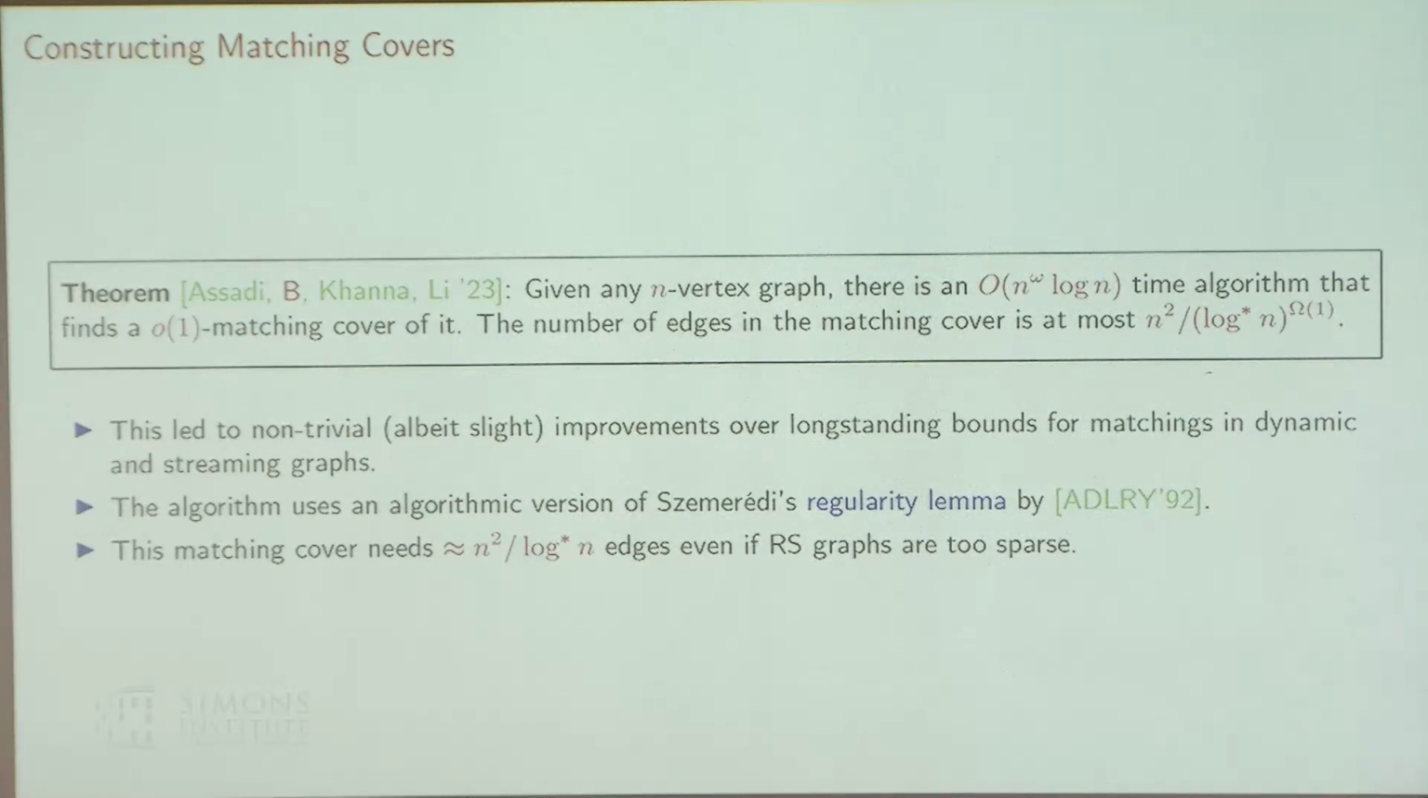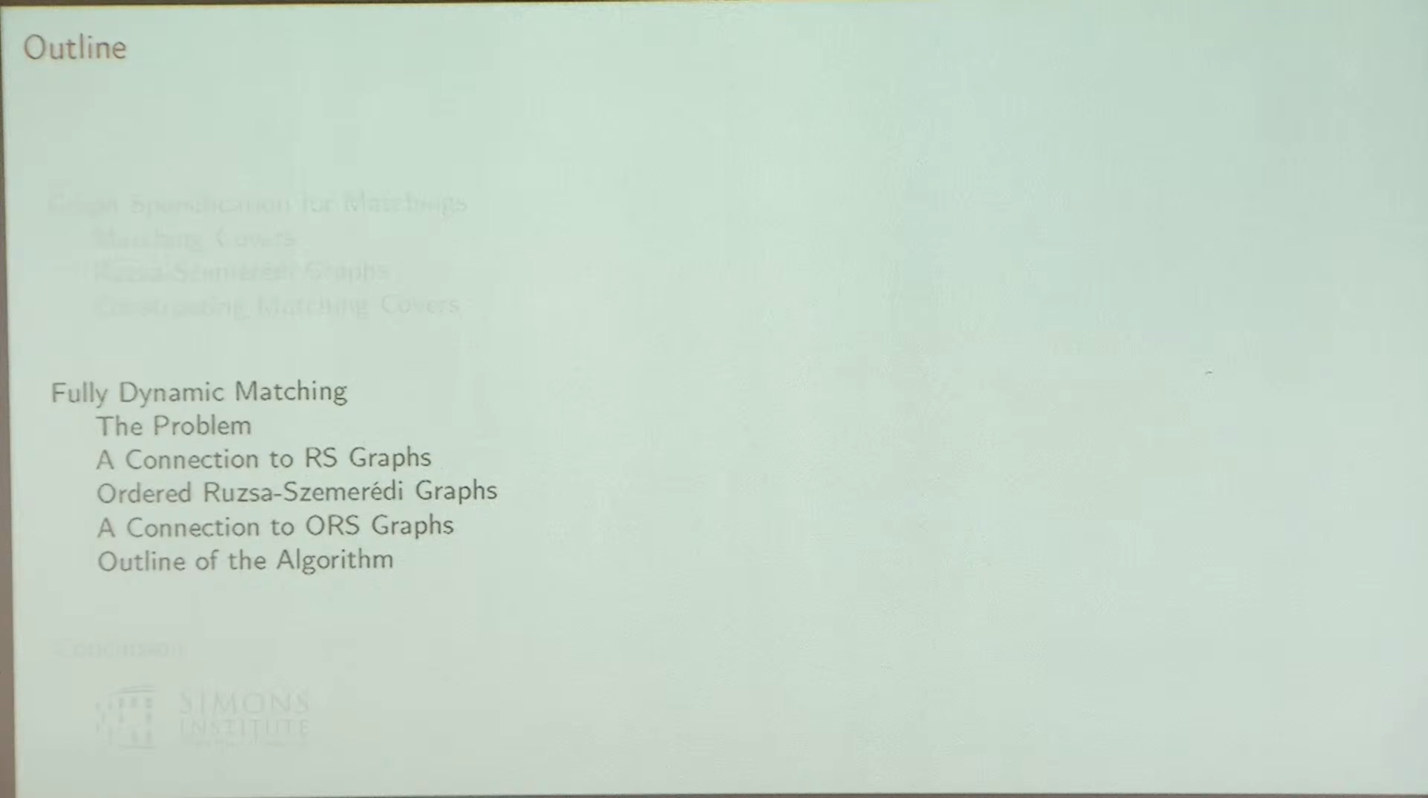lemma. The problem with this bound, though, is that the matching cover still needs n squared over log star many edges, even if RS graphs are too sparse. So that's why the previous problem still remains open. We really want matching covers that relate to RS graphs instead of regularity. Now, for the remainder of the talk, I'm going to focus on one application of matching covers in the study of dynamic graphs.